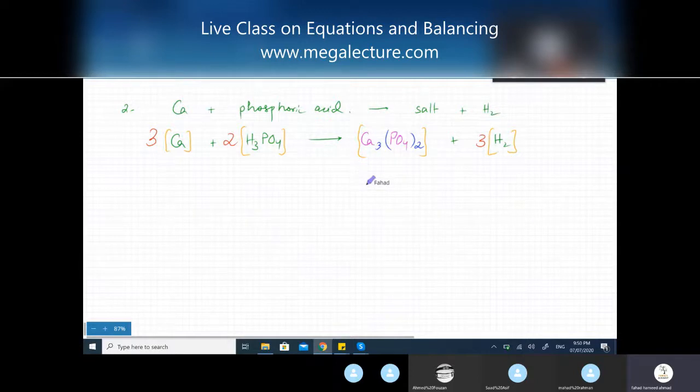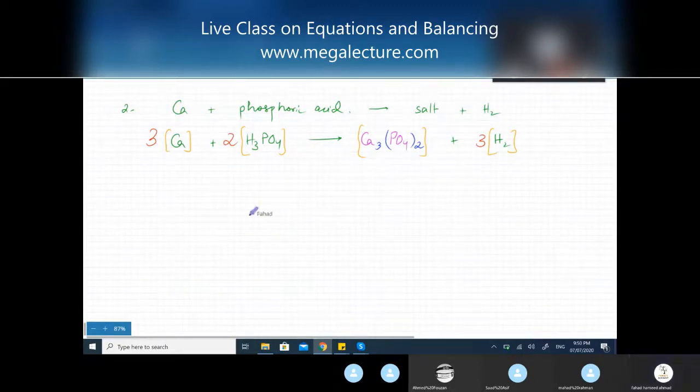Or you can think of oxygen separately. How many oxygens do you have? You have 4 oxygens, but there's a bracket and the 2 around it, so that's 8 oxygens because you have two PO4s. How many oxygens do you have over here? There are 4 oxygens, but they're two molecules, so that's 8 oxygens as well. So the difficult ones are going to balance themselves out automatically.